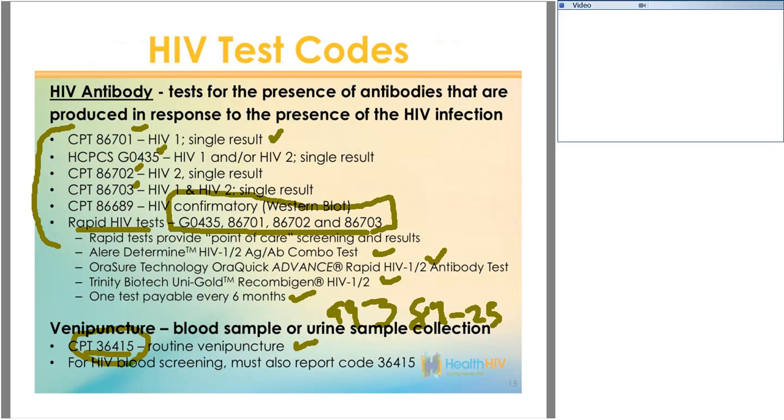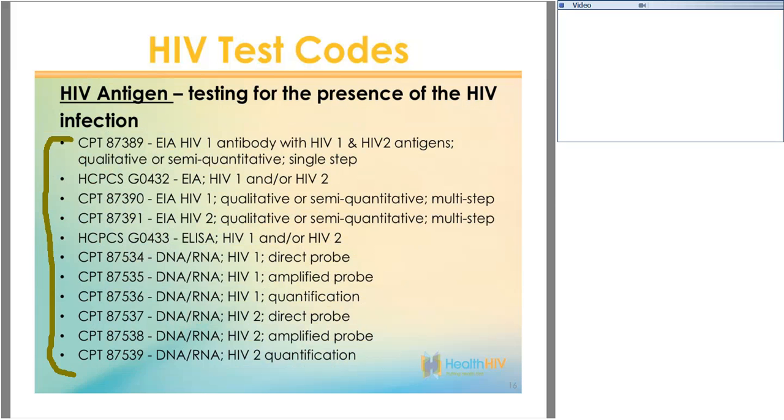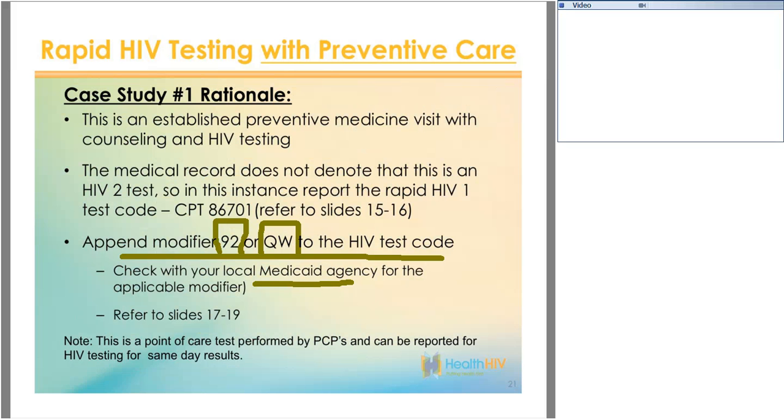G0435, 86701, 86702, 86703. 86701 is HIV-1 single result. 86702 is HIV-2 single result. The 86703 is a combo test. And the G0435 is also a combo test. So it's dependent on the process or the procedures that are performed typically in your facilities.